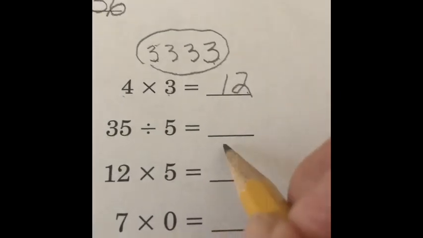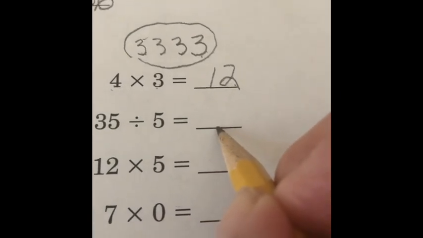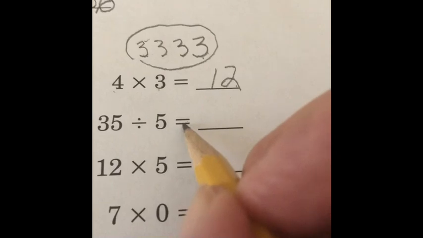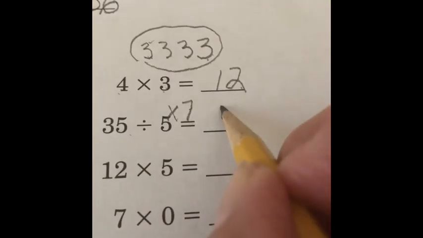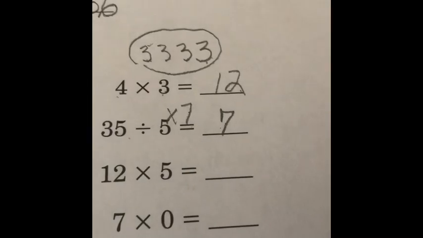Okay. 35 divided by 5. 5 times what is 35? 5 times 7 is 35. So my answer is 7.